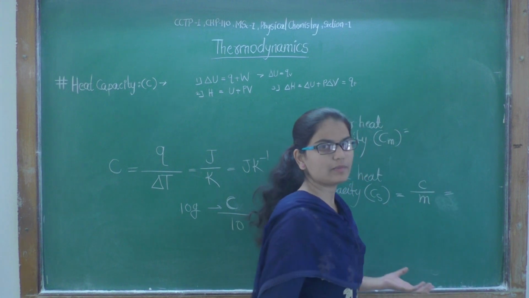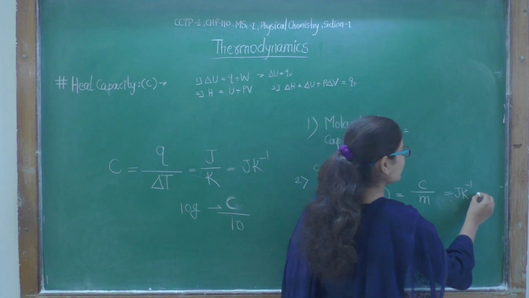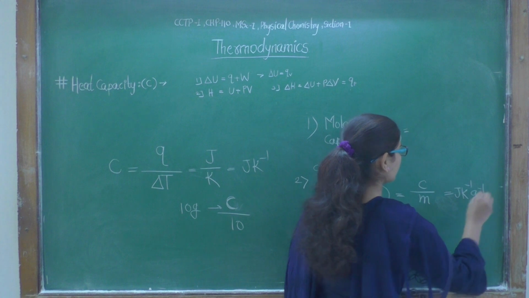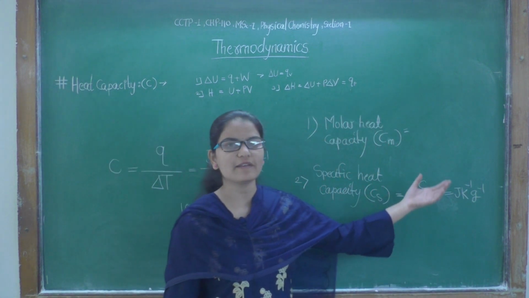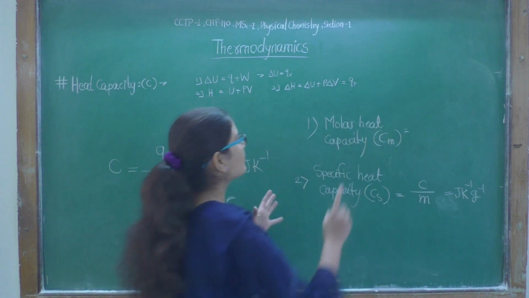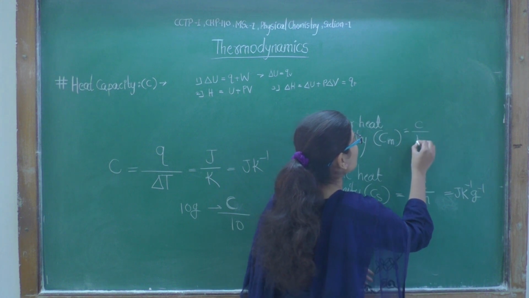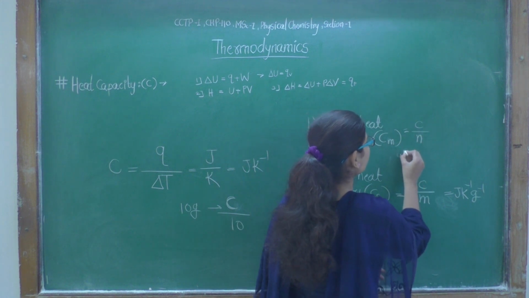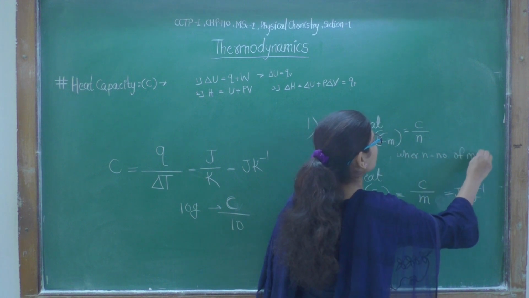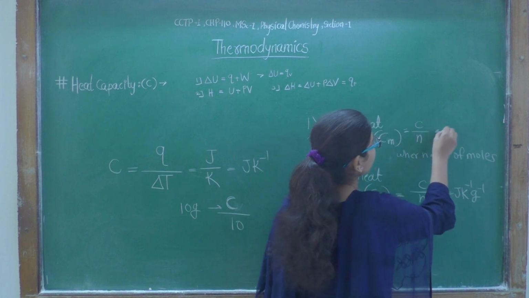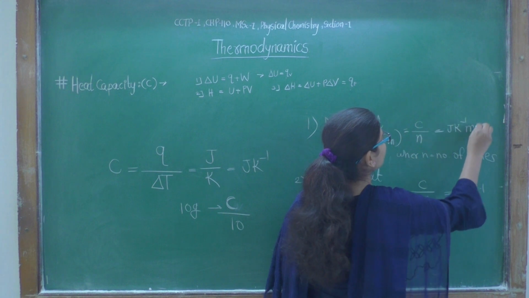So, unit will be joule per Kelvin for this and per gram for mass. Therefore, unit of specific heat capacity will be joule per Kelvin per gram, and similarly for molar heat capacity, how can we calculate? It is just heat capacity divided by number of moles, where N is equal to number of moles of substance, and the unit will be joule per Kelvin per mole.